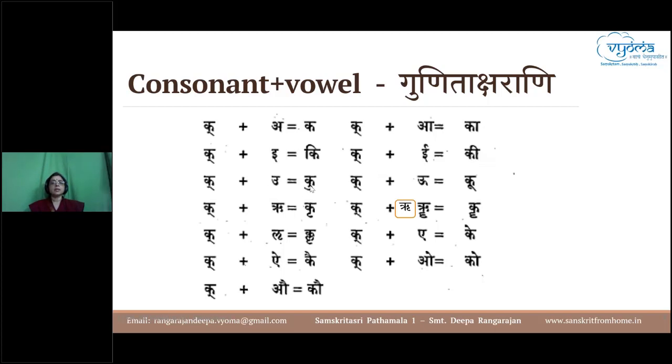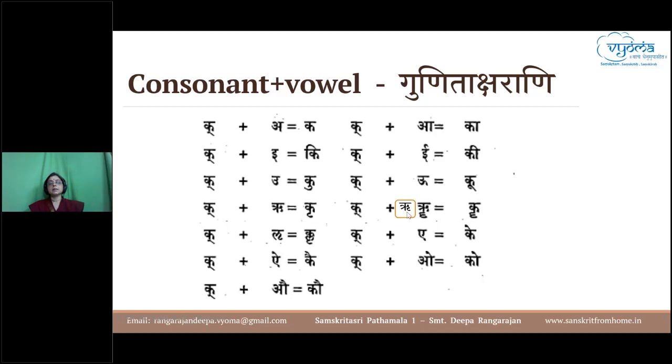With u, there is a curve below the letter, and it is pronounced as ku. K plus oo gives koo, that again has a curve below, but of a different kind. With ri, there is a small English alphabet C kind of shape below the letter. It is kri. K plus ri, kri.